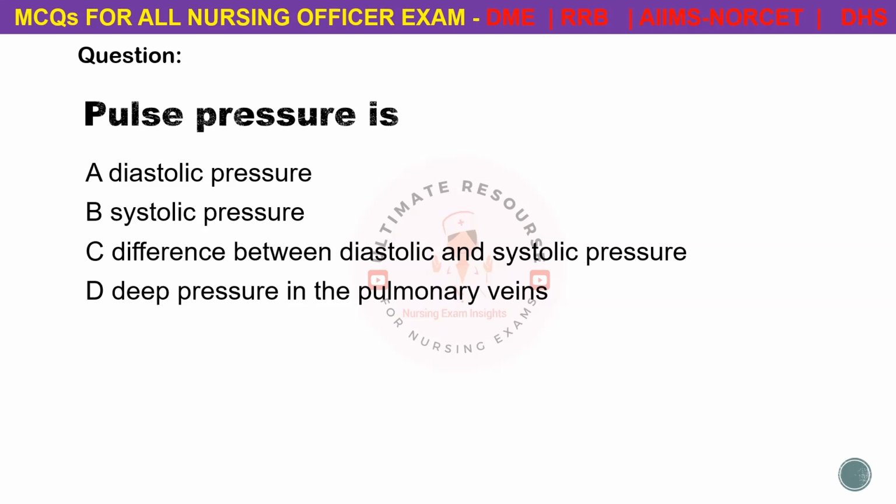Pulse pressure is. Options are A. Diastolic pressure, B. Systolic pressure, C. Difference between diastolic and systolic pressure, D. Deep pressure in the pulmonary veins. The answer is C. Difference between diastolic and systolic pressure.